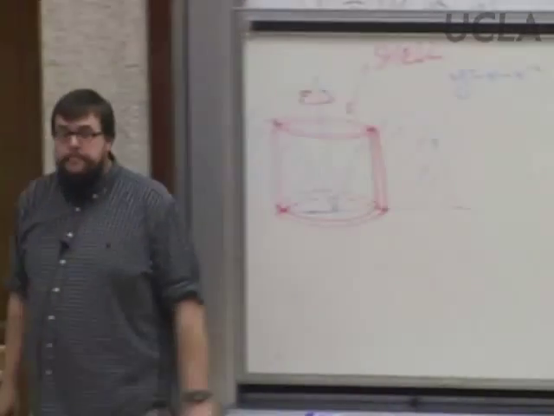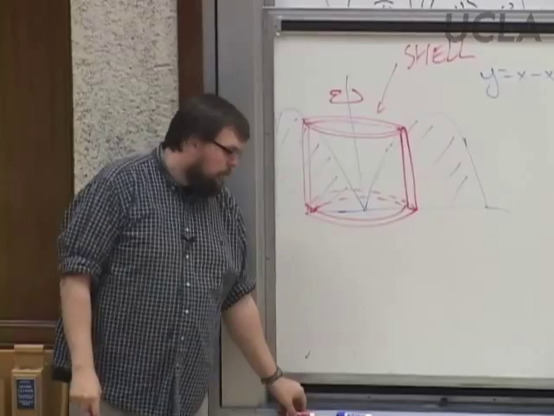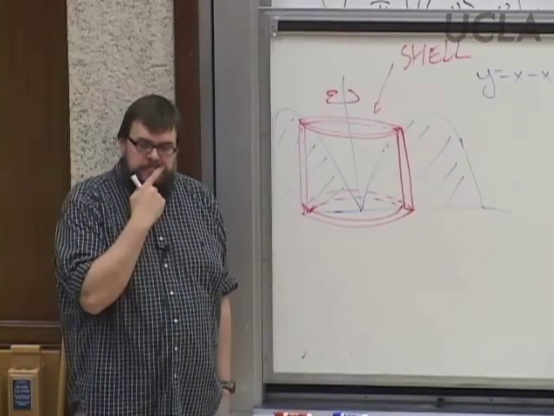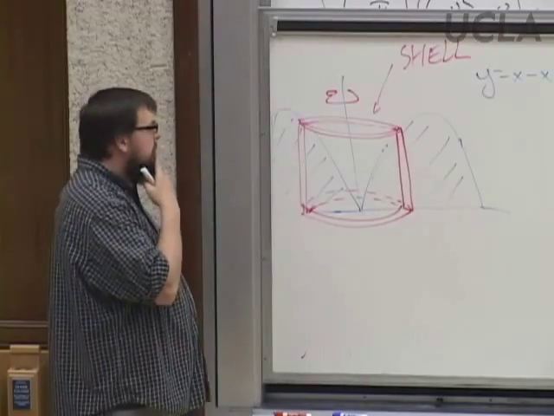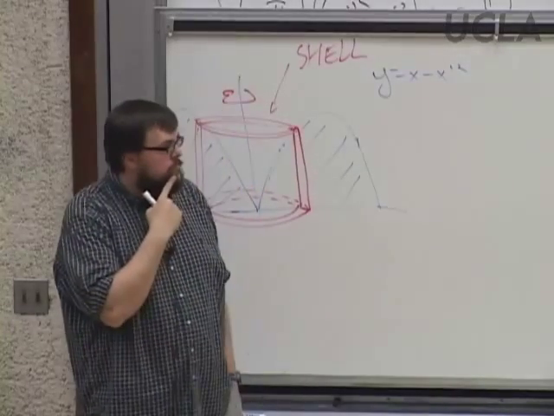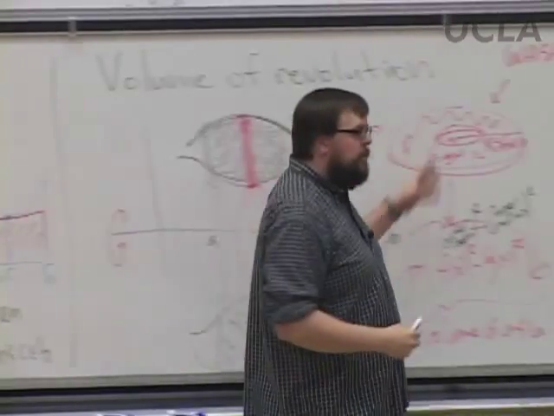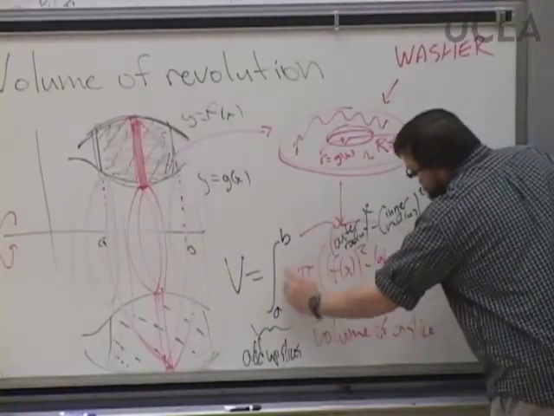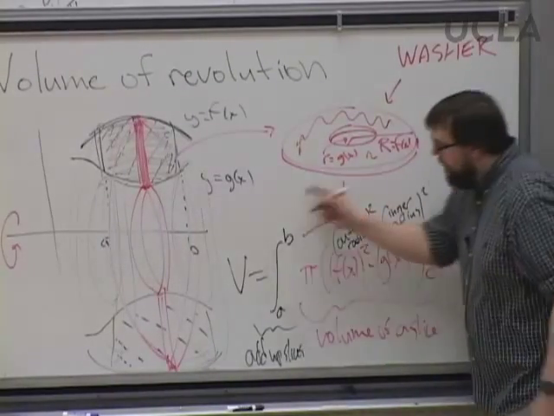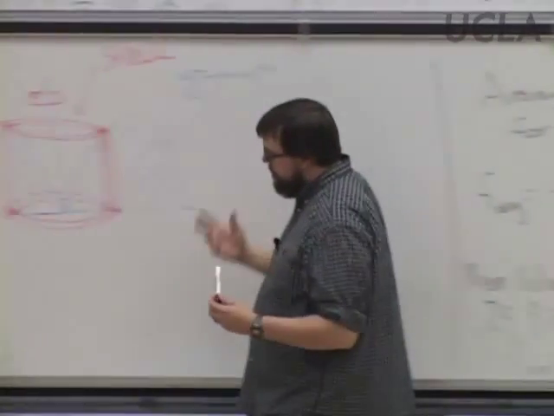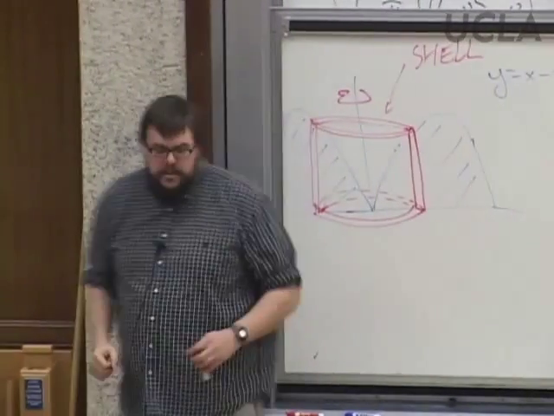So what's our first step? Well, the first step is we have to think about how big is the shell. So I need to find the volume of a single individual shell. That's what we did over here. When we started with our washer, we said, well, what's the volume of the washer? Well, we find the volume of a single individual washer, and then we add them up. So once we find the volume of a single individual shell, then we're going to be peachy.